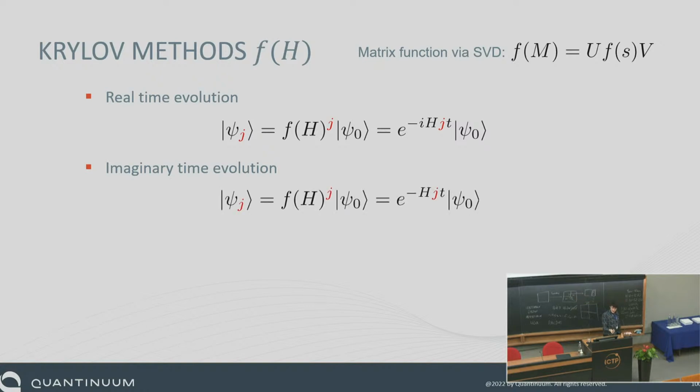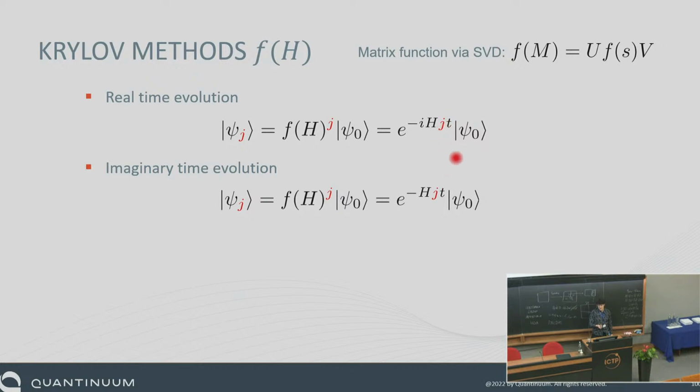Another famous function of H in Krylov methods is imaginary time evolution, where you're basically just missing the i here. So this will propagate all the states. You'll get a linear combination of basis states in the original space, in the eigenvector space of this.